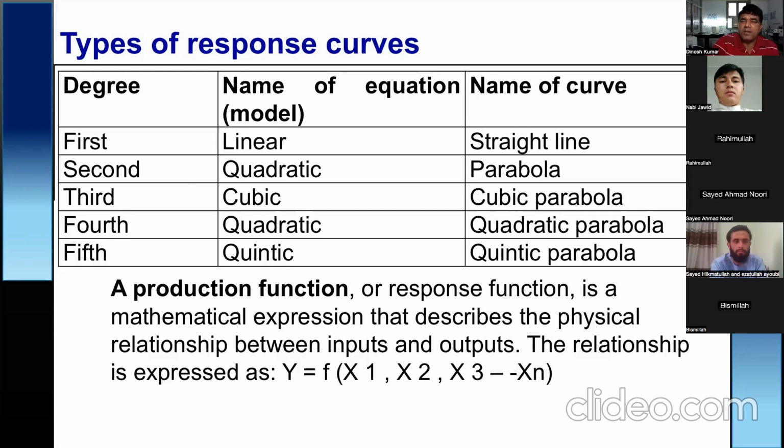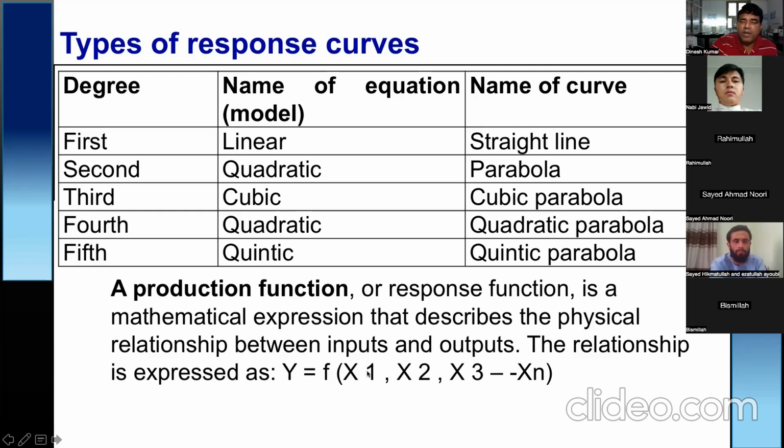So a production function, which can also be called a response function, is a mathematical expression that describes the physical relationship. It shows us only the physical relationship between input and output. The relationship is expressed as y is equal to a function of x1, x2, x3, up to xn. So friend, here y is output or yield, and y is also the dependent variable. So it is a function of several independent variables.